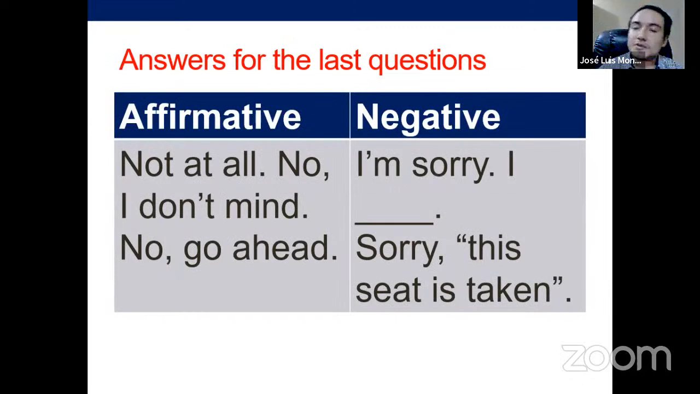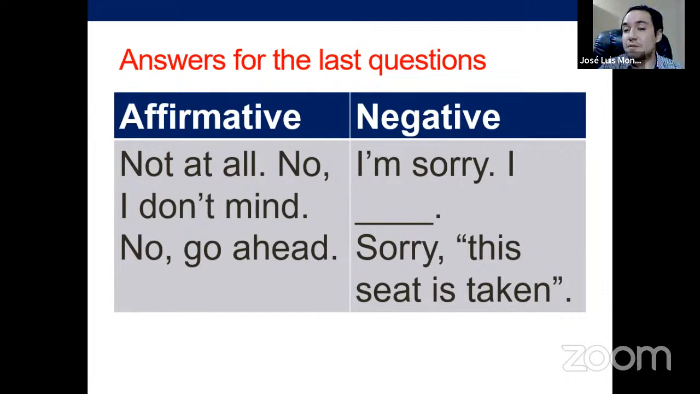And for these questions, right, we ask negatively, because do you mind is like, is this going to be annoying for you? Is this going to be negative for you? So if you ask negatively, it's an affirmative response, right? Not at all, right? Do you mind if I sit down next to you? Not at all. No, I don't mind. Go ahead, right? That's positive. You're giving him or her permission.